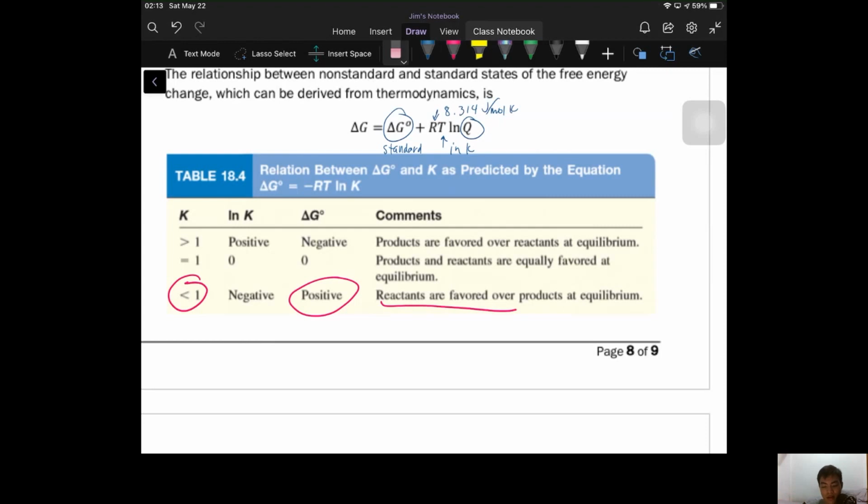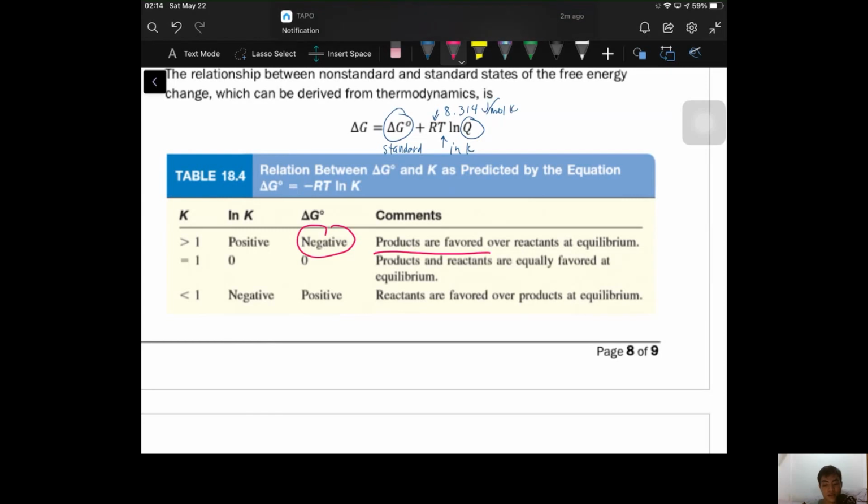Okay? However, if you have a negative delta G, meaning spontaneous yan, so the reaction will proceed to the product side. Okay? So if you have a negative delta G, your products are favored kasi going forward yung reaction. Ano yung value ng K mo if that's the case? Greater than 1. Okay? If your delta G is 0, then your K will be equal to 1.